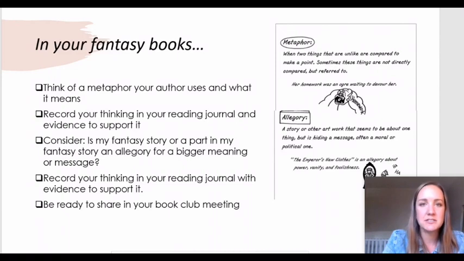So just objects, settings, people that might look like one thing or seem like one thing, but actually have a deeper meaning to them. I'd like you to record your thinking in your reading journal, and evidence to support it.